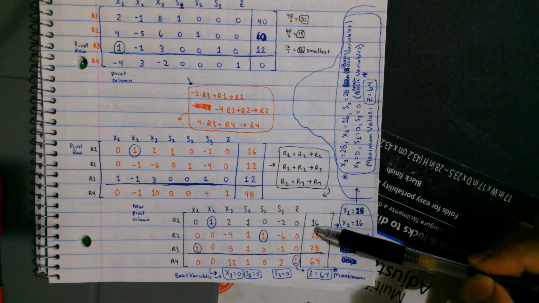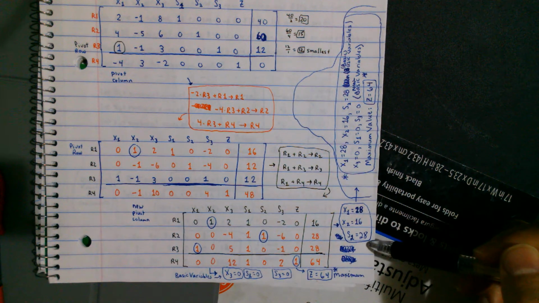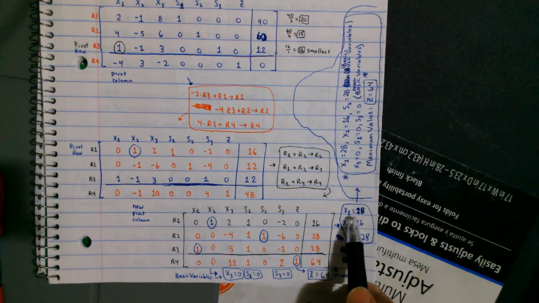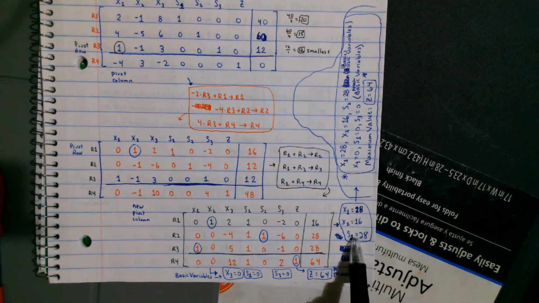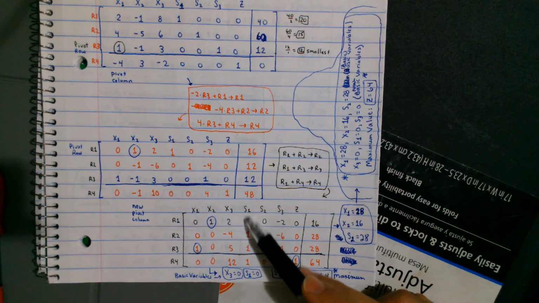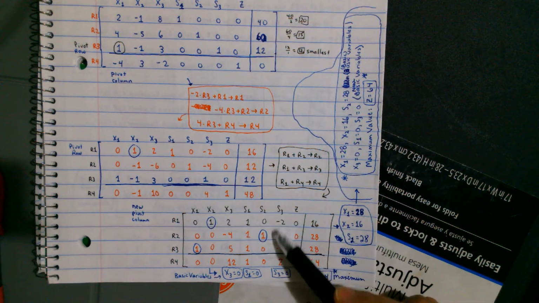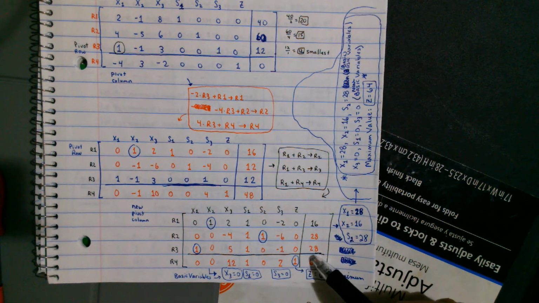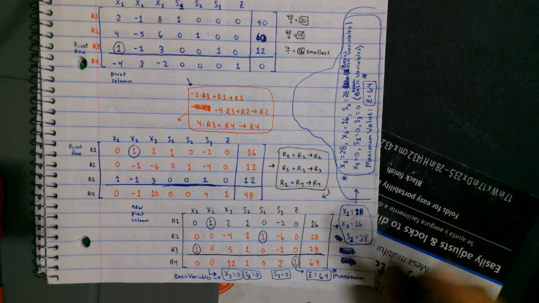s2 is equal to 28, and x1 is equal to 28. So x1 is 28, x2 is 16, s2 is also 28 as a slack variable. x3, s1, and s3 are zeros. And this is your maximum, 64.